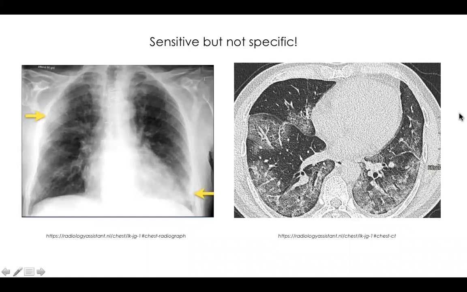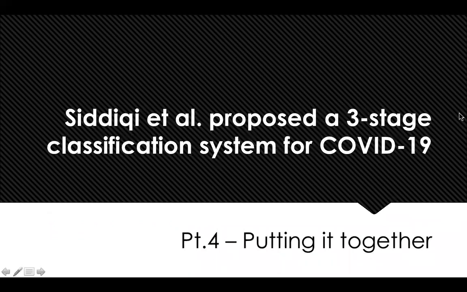And so the last thing that I'm going to talk about is putting it together. With any disease, it's always important to have a staging model, a way to characterize how severe it is. And we need this because it helps us determine what kind of treatment to give at what point. So there was a paper, and it proposed a 3-stage classification system for COVID-19.